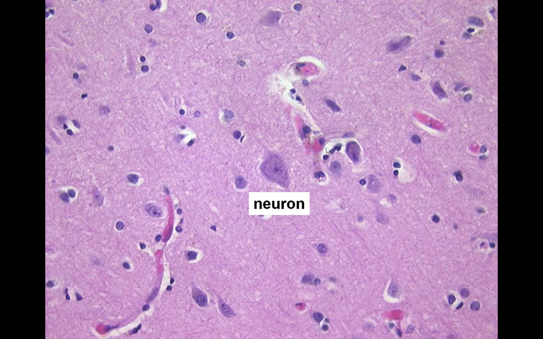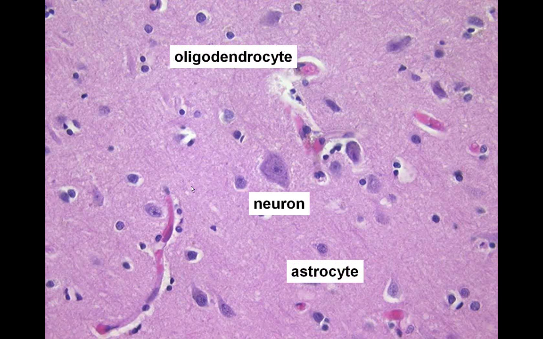Here is a neuron. This large cell is a neuron. This is an astrocyte. This is an oligodendrocyte, and this is a capillary. I'm sorry, not a tumor capillary. This is a normal capillary with red blood cells in it throughout. This is what normal gray matter looks like. These are all the different cellular components of normal gray matter.